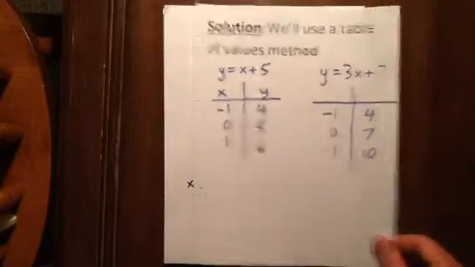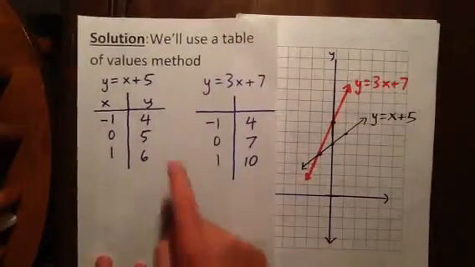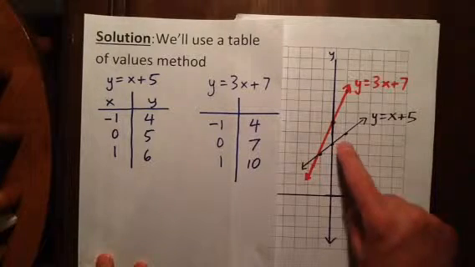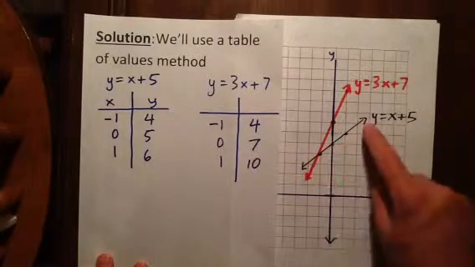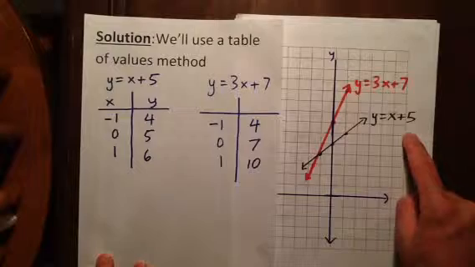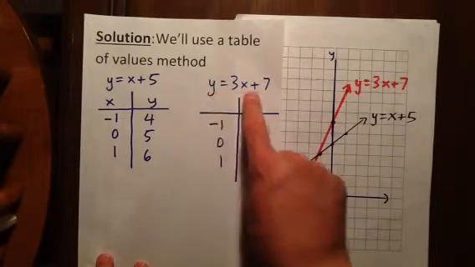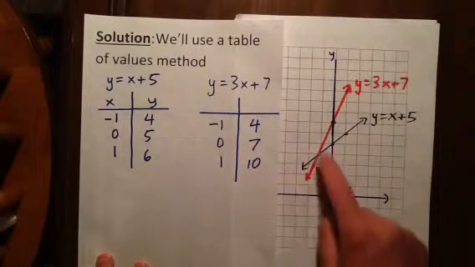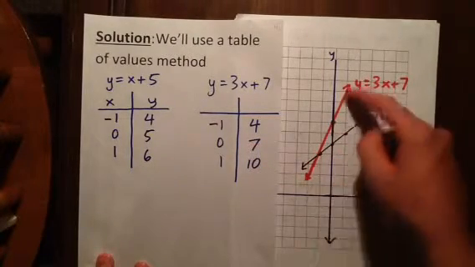So what we'll do next is graph these points. Looking at the line y equals x plus 5, we graph the 3 points that we were given, and we draw a straight line, y equals x plus 5. And looking at the line y equals 3x plus 7, we graph the 3 points we were given, and we graph that line in red.